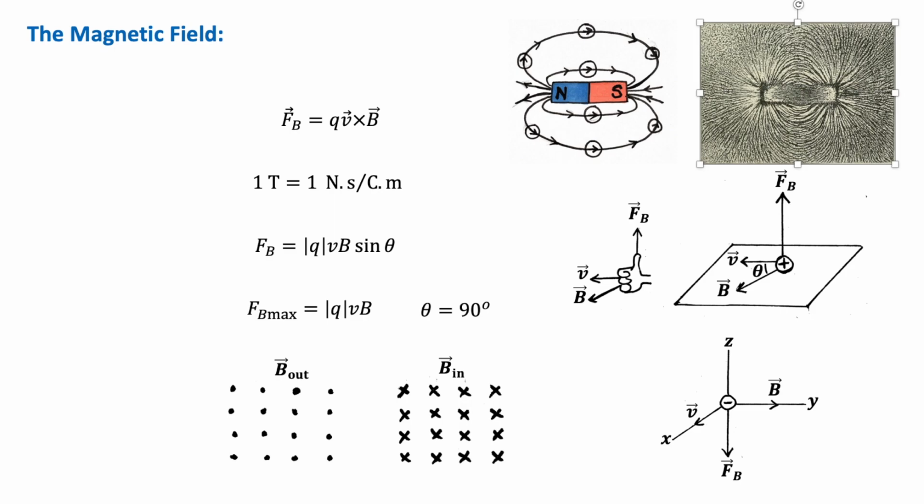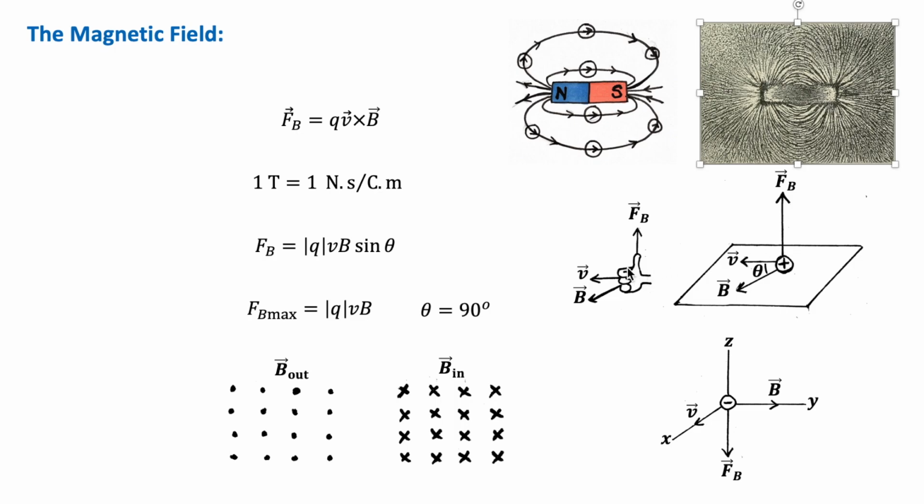Experimental results show that the magnetic force on a charged particle is of this form: Fb is equal to qv cross B. So it's the vector cross product, where q is the charge of the particle and v is its velocity. This shows that the direction of the magnetic force is perpendicular to the plane formed by v and B. Okay, so this is the plane formed by v and B. It's perpendicular to the plane, and you can use the right hand rule to find its direction.